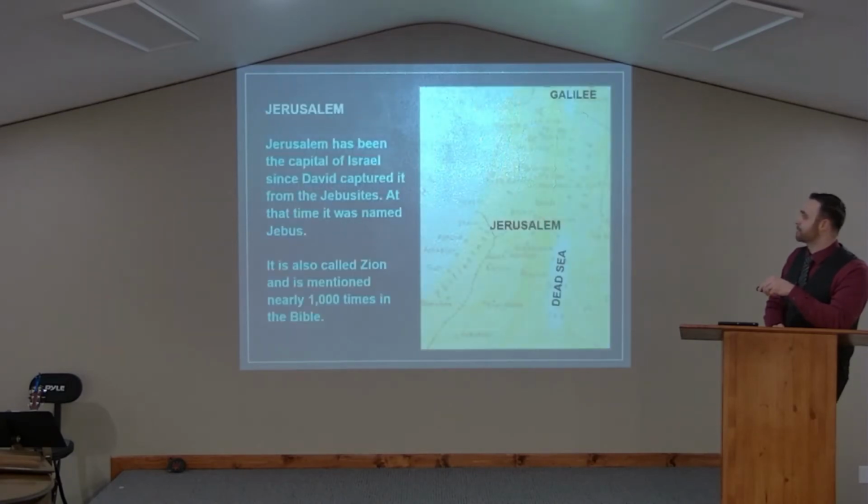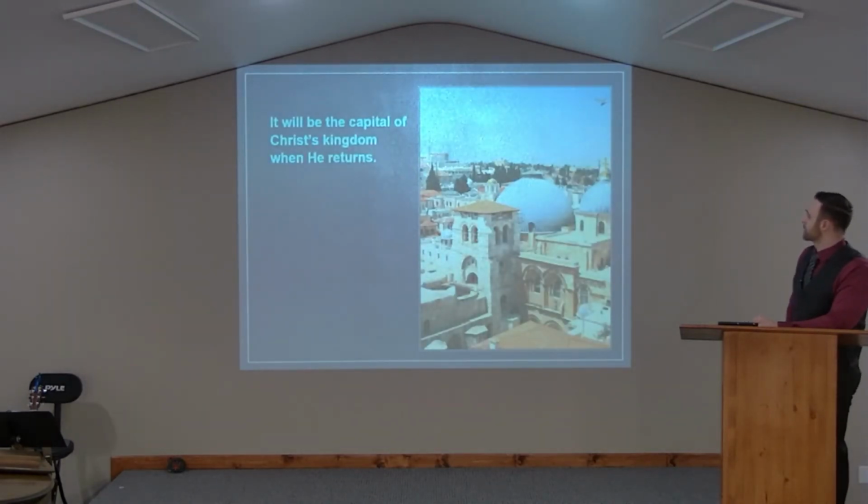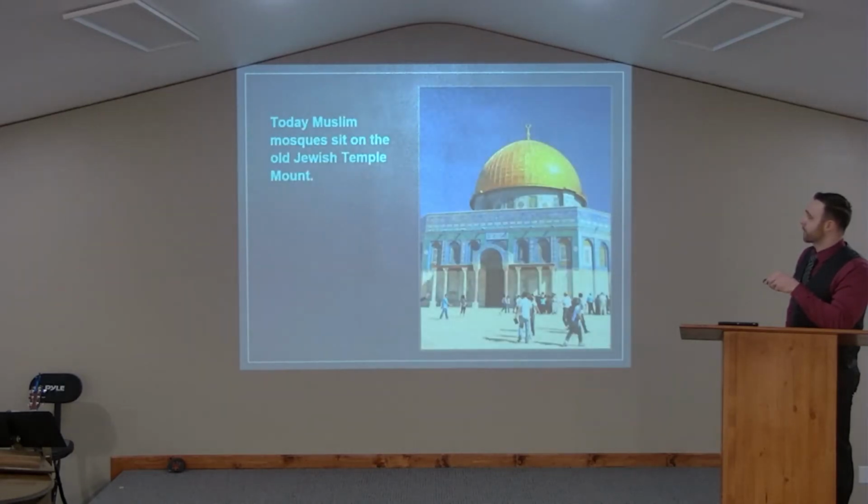Now, Jerusalem has been the capital of Israel for a long time. At one point it was named Jebus when it was captured from the Jebusites. It's also called Zion, and it's mentioned a lot in the Bible. It's right here. It will be the capital of Christ's kingdom. This is what it looks like in modern day. It's very populated. Unfortunately, today Muslim mosques sit right where the old Temple Mount used to be.